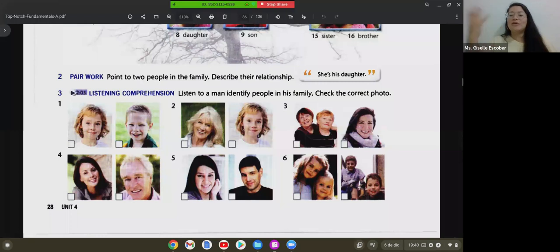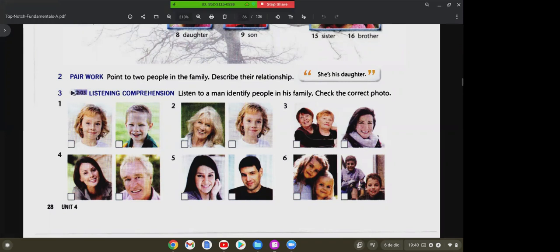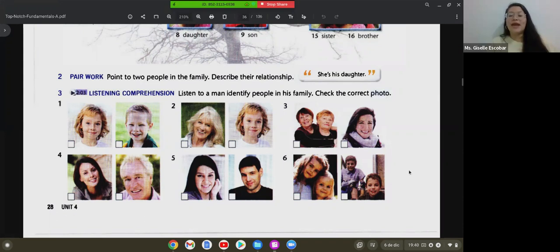¿Por qué saben ustedes automáticamente que es la imagen número 1? They are my sisters. ¿Qué está diciendo él? Ellas son mis hermanas. Exactly. So, they are, ellas. Tiene que ser más de una, right? So, muy bien. Gracias, Erika.